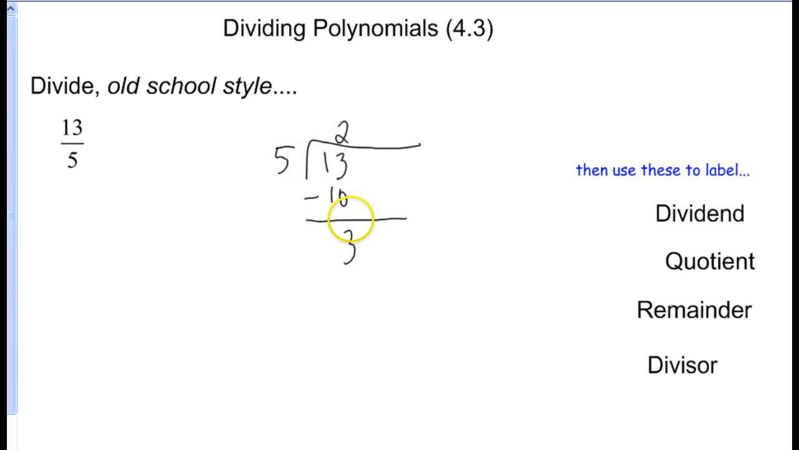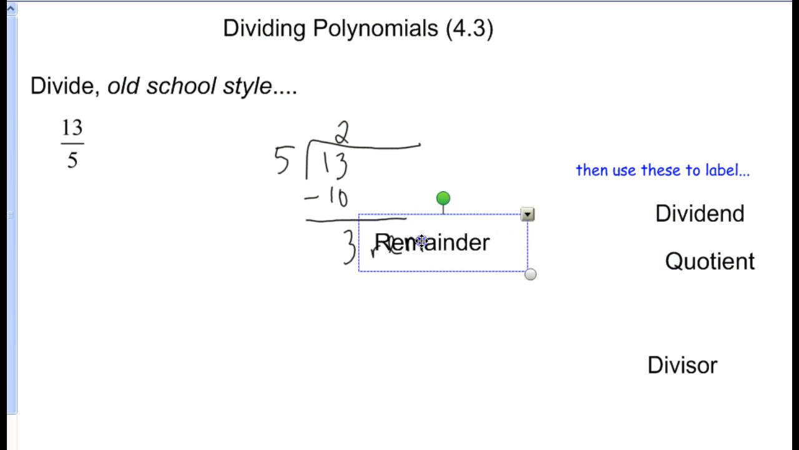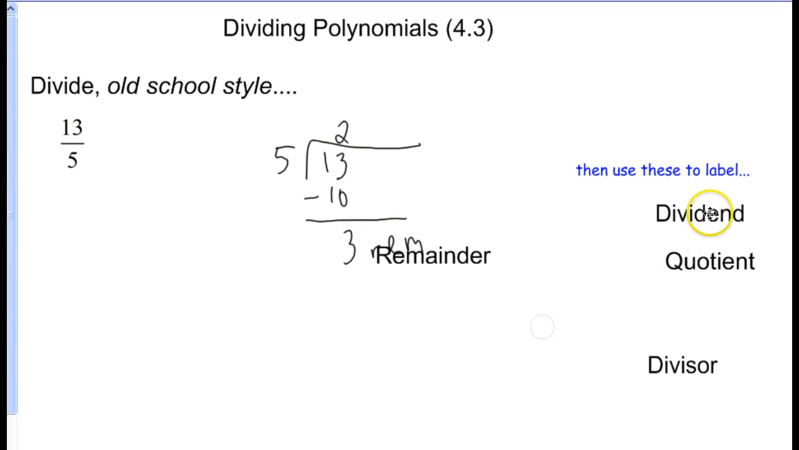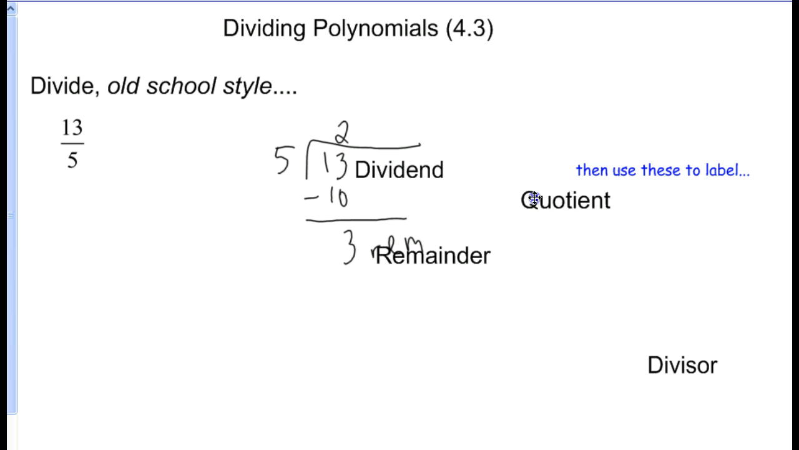And remember back in the day when you didn't put a decimal point and just stopped and called that the remainder? That's actually what we're going to do kind of with what we're doing. So the remainder, in this case, is that number. The dividend is in the house. The quotient is up there and the divisor is here.